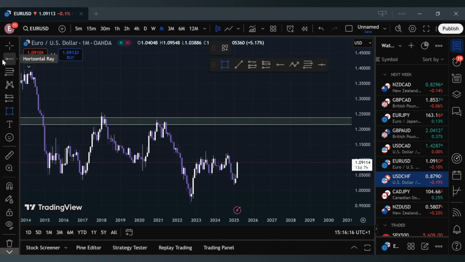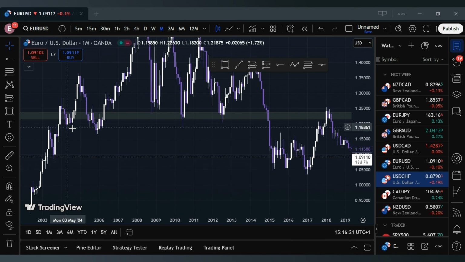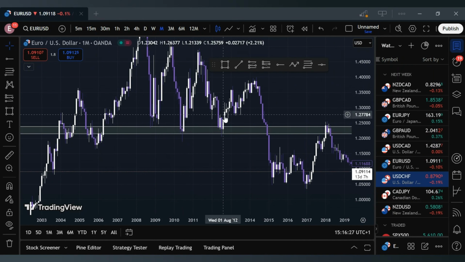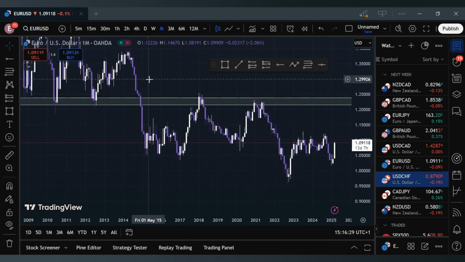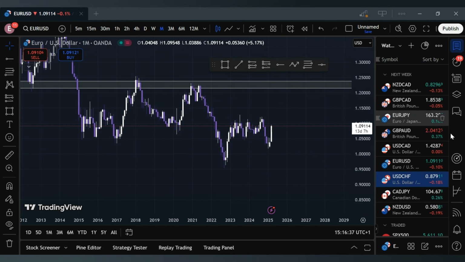So I hope you guys knew why I drew this one here. So we had rejection here, okay, yes, like I showed you guys here, broke it, pulled back into it for a retest, then this again, pulled back again for this, and then went out of that.